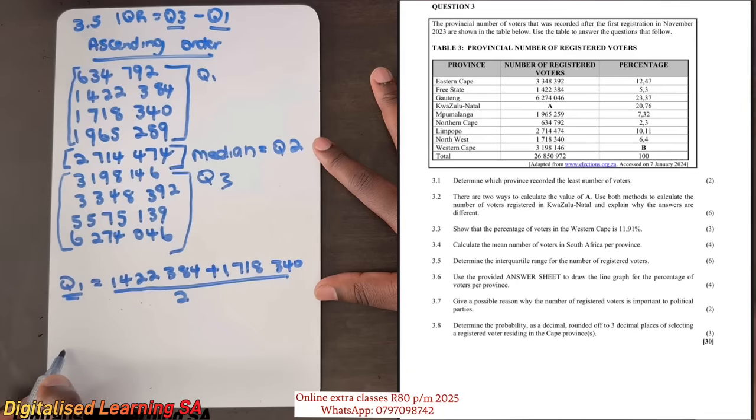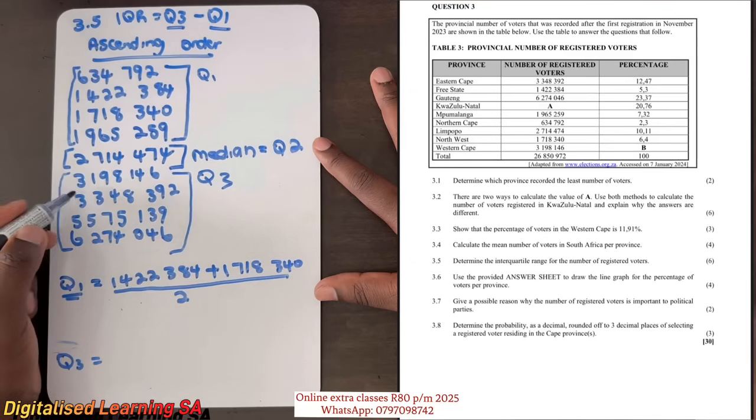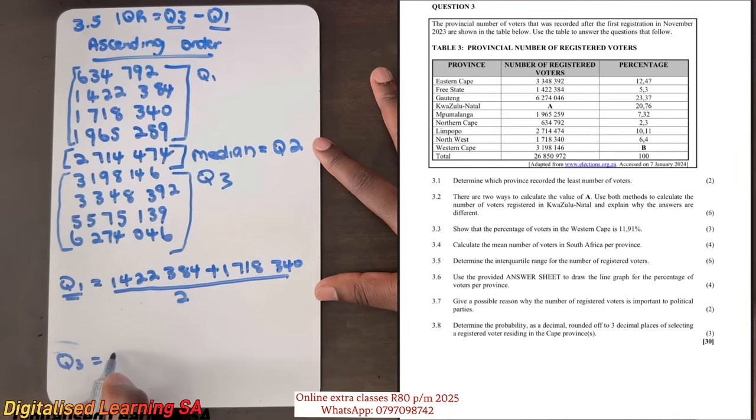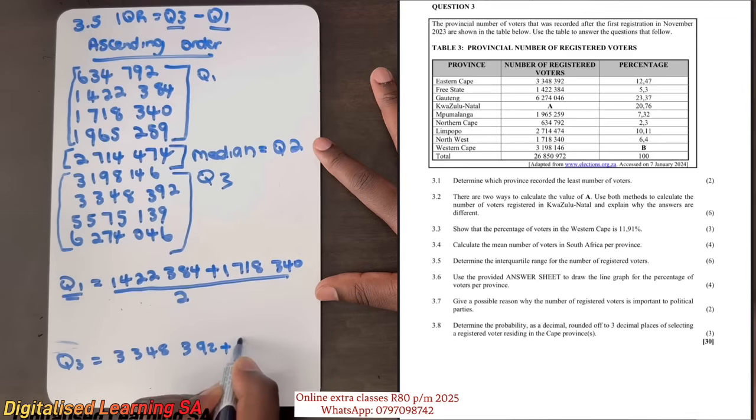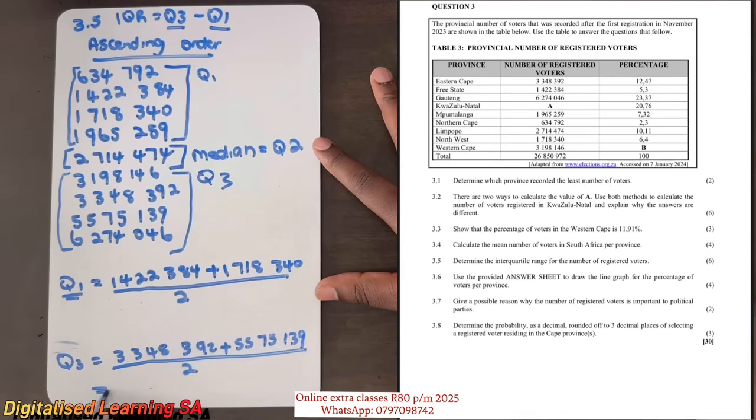And to find our Q3, we do the same. If you check even this side, you can see that there is no median. So to get the median, we just add the 2 that are in the middle and divide by 2. So we are going to add 3348392 plus 5575139 and divide by 2, and we should be able to get our Q3.